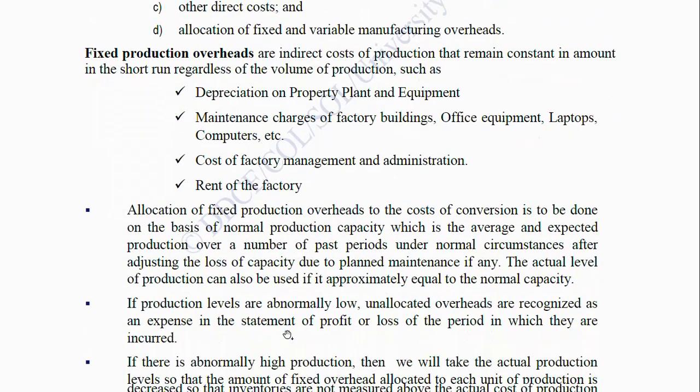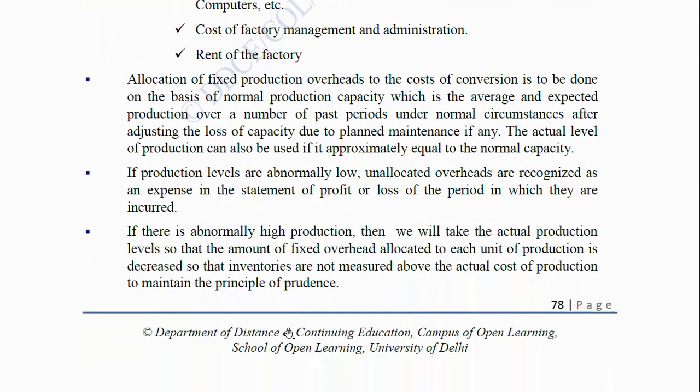Allocation of fixed production overheads to the cost of conversion is to be done on the basis of normal production capacity, which is the average and the expected production over a number of past periods under normal circumstances after adjusting the loss of capacity due to planned maintenance, if any.